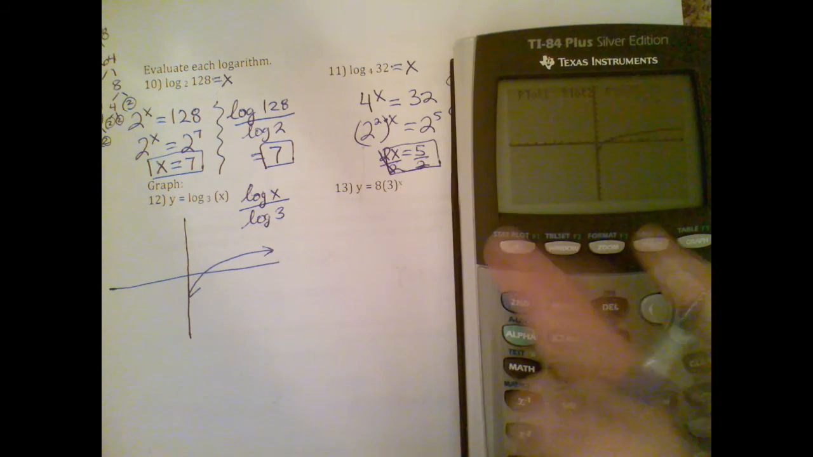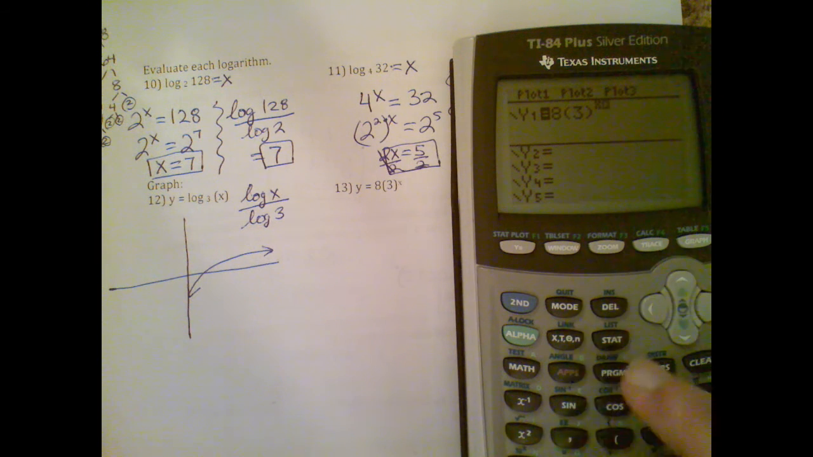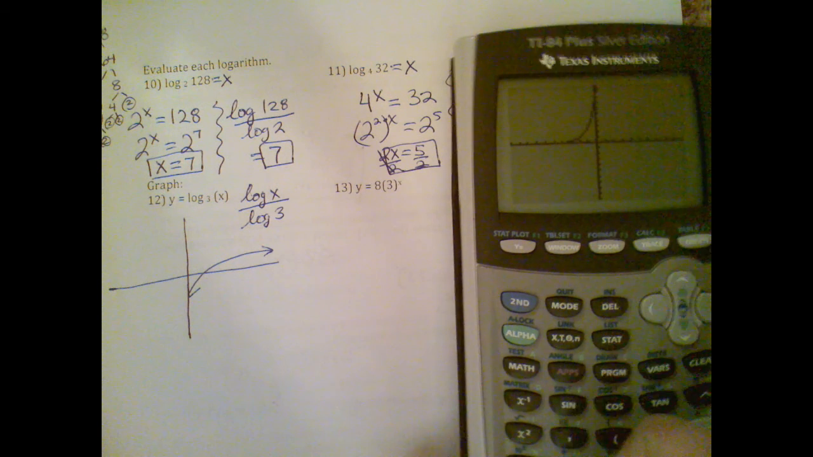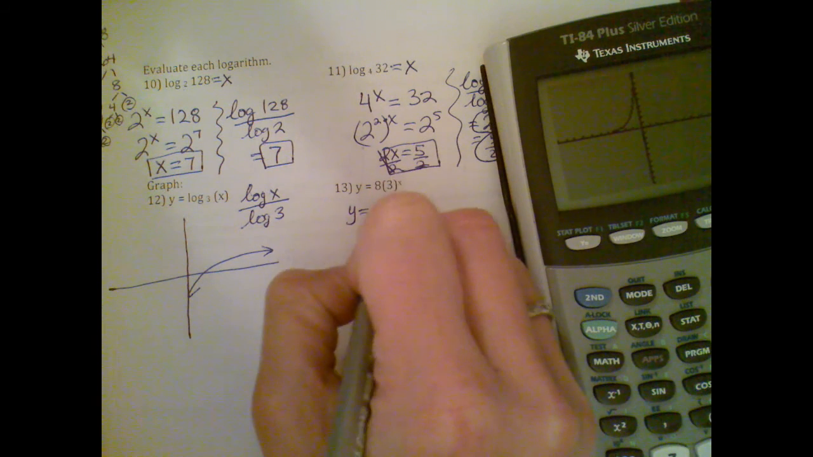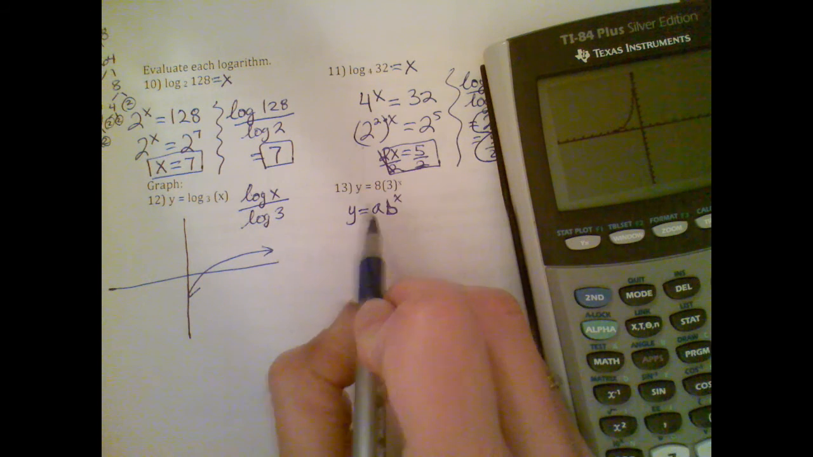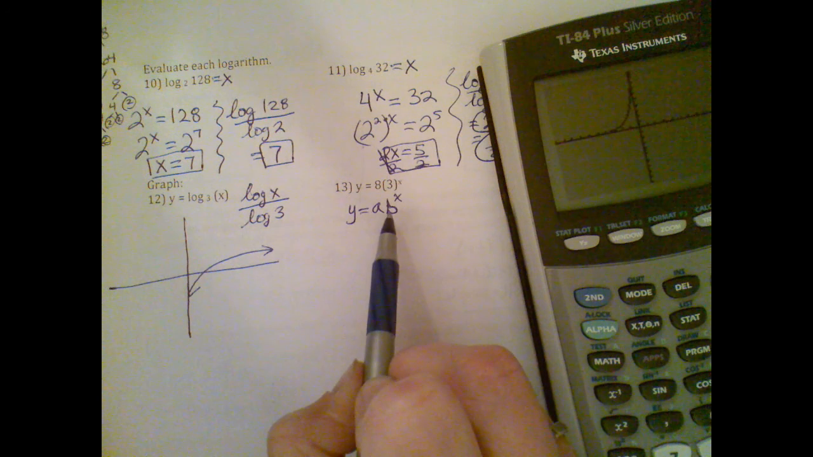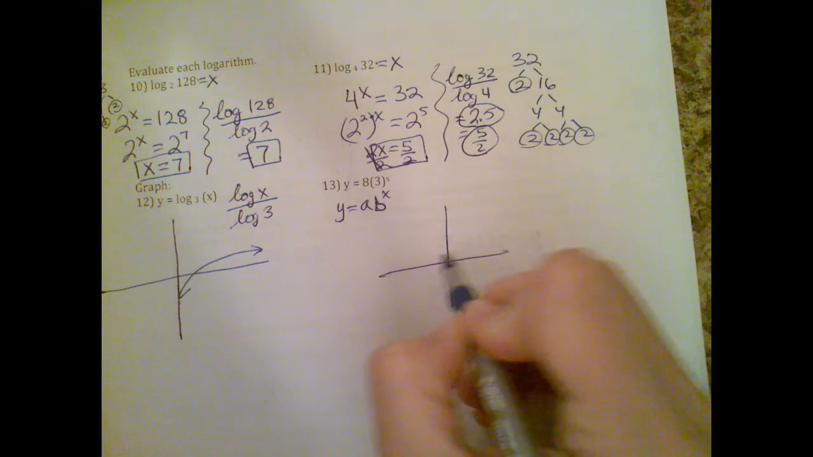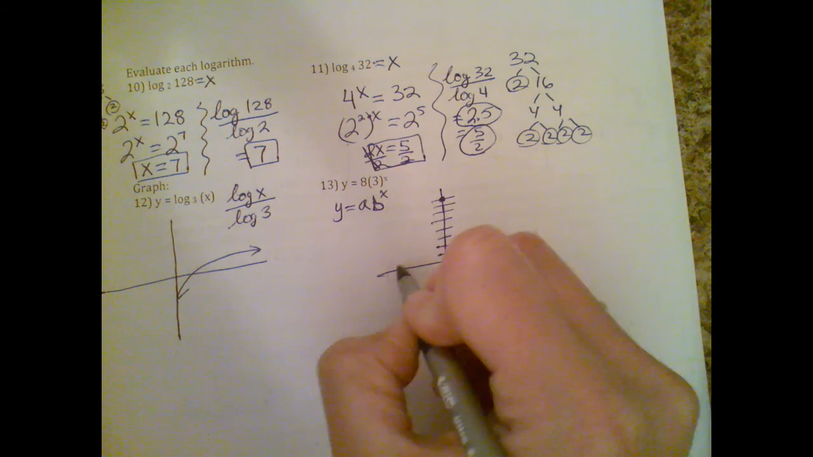Okay. The next one, we're going to type into our calculator. Notice for this one, it is in that form of y equals a times b to the x power. So our a represents our y-intercept, so notice how it crosses at 8, and our b is a number greater than 1, so it should be an exponential growth. So our graph does match. So we want to make sure that when we graph it, that it's crossing up here at 8. And then it is increasing from there.